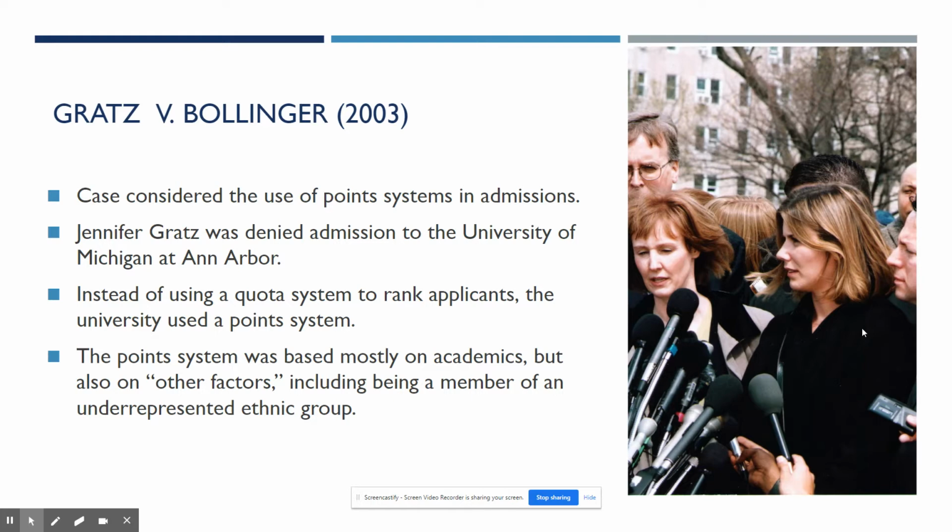So instead of using quotas in this case, the school is actually using a point system in admissions. So Jennifer Gratz is going to be denied admission to the University of Michigan at Ann Arbor. Now, like I said, instead of using that quota system to rank applicants when it came to deciding who would be admitted into the school, the university is going to use a point system. This point system is going to be mostly based on academics. So when you're thinking academics, you're thinking about GPA as well as test scores, things like that, but also on other factors. So this includes being a member of an underrepresented ethnic group.